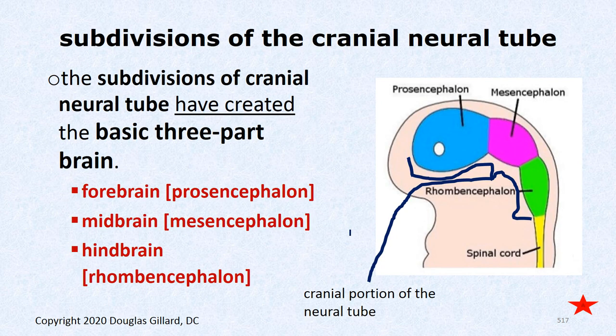But let's take a look at these. So now look at our neural tube, this is the fat part of the neural plate. Look what's happened. We formed the primitive brain with a prosencephalon, a mesencephalon, and a rhombencephalon here. And that's the cranial portion of the neural tube. So pretty cool. Prosencephalon becomes the forebrain. Mesencephalon is the midbrain that we have right now. And the hindbrain, the rhombencephalon, is the hindbrain.